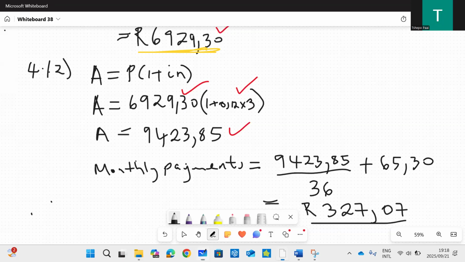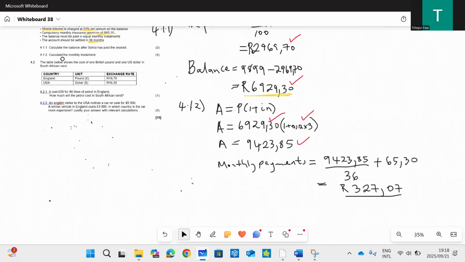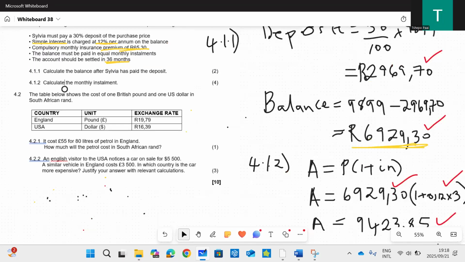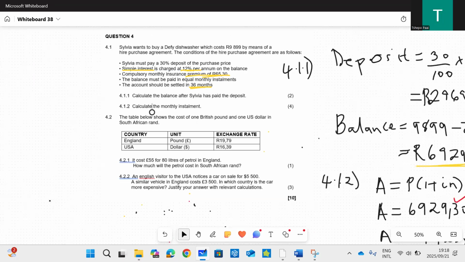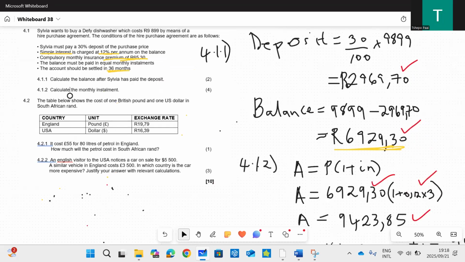That was question 4.1.2. Going back to the next question that was asked there. Now, this question 4.1, we have answered everything. It had 4.1.1 and 4.1.2. So that's how you will answer it. The next question that is coming now is question 4.2.